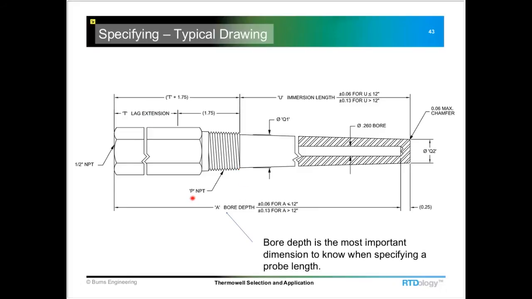P specifies the process connection. And again, the most important one that you need to know when you're specifying a temperature probe is the bore depth. And that's usually this overall length minus the thickness of the tip, which is typically a 1/4 inch. So with this number, the probe manufacturer will be able to select the correct length temperature probe for the Thermowell.